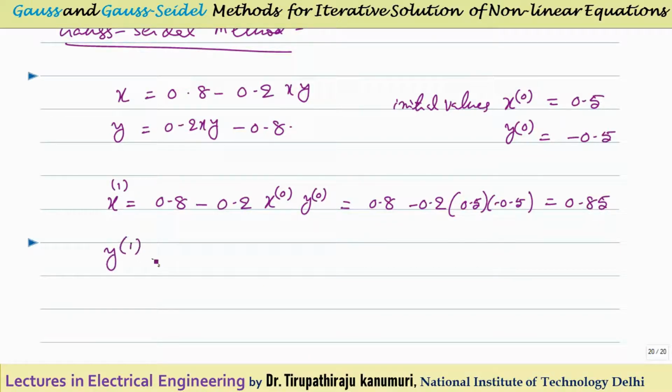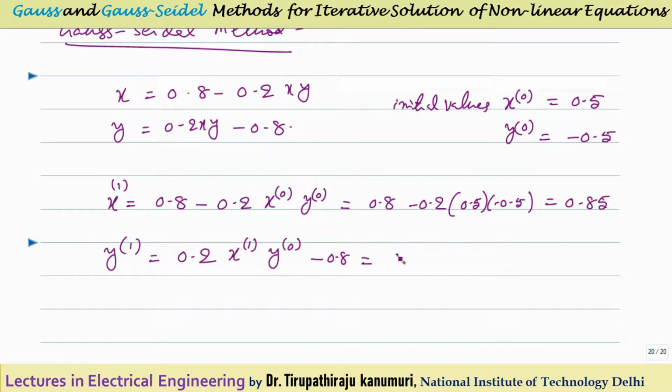So y1 will be whatever is the updated value of x, that will be used in the second equation, not x0 here. So that is the major difference. So you will take 0.2 times of x that is obtained in the first iteration, this current iteration only, but y, because it is not updated, so we will take the previous iteration value. Getting it?